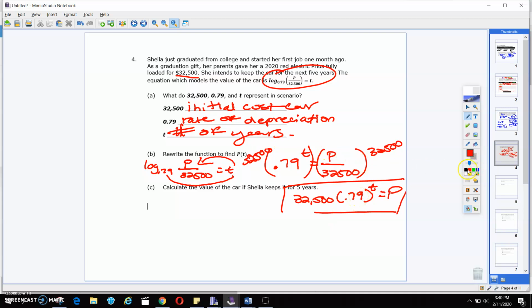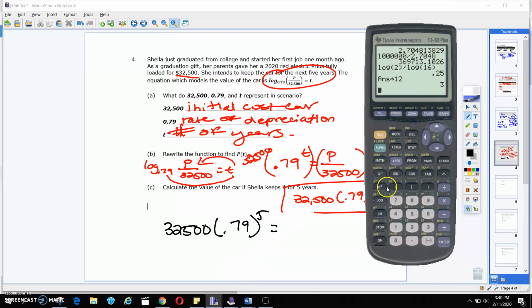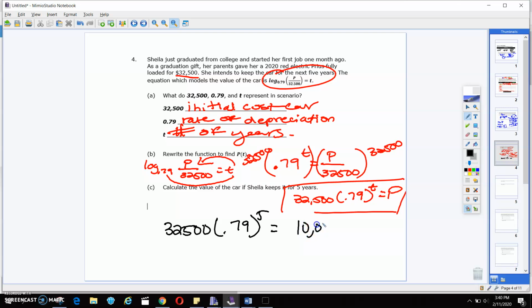On part C, it says calculate it if she keeps it for 5 years. So all I'm going to do is plug in a 5 into the equation. I'm going to come into my calculator and say 32,500 times parentheses 0.79 raised to the 5th power. I'm going to hit enter. That's going to give me 10,000.43.